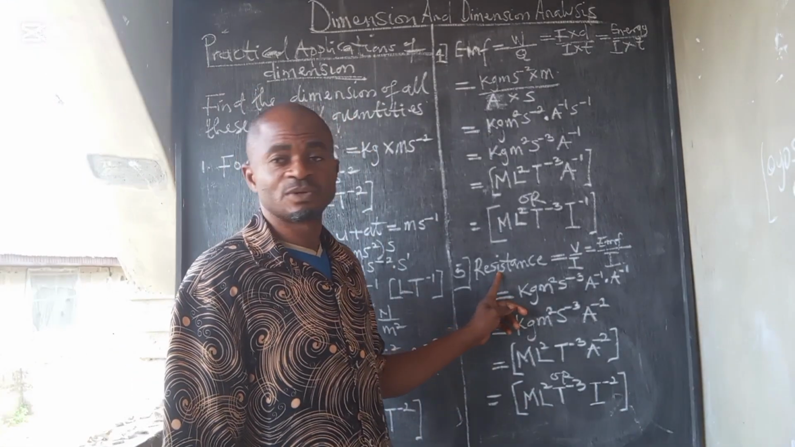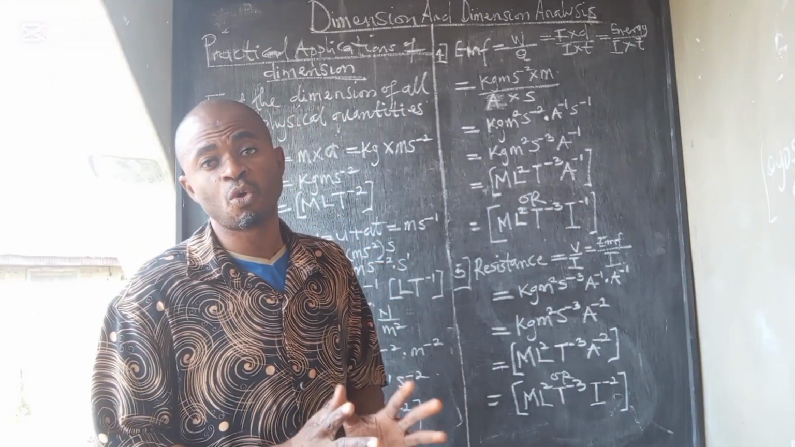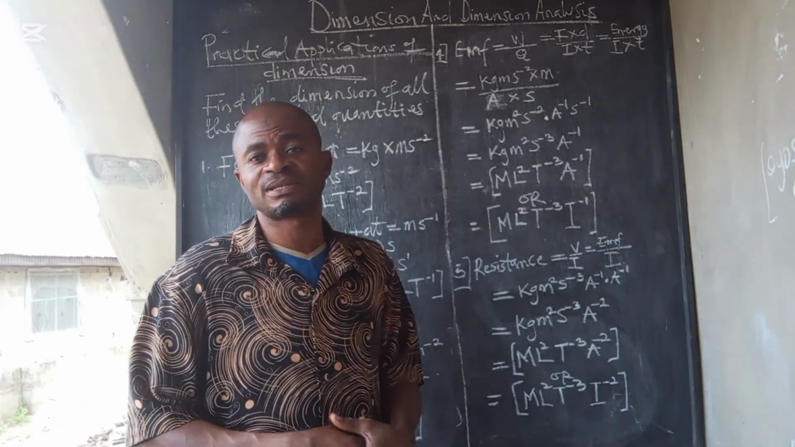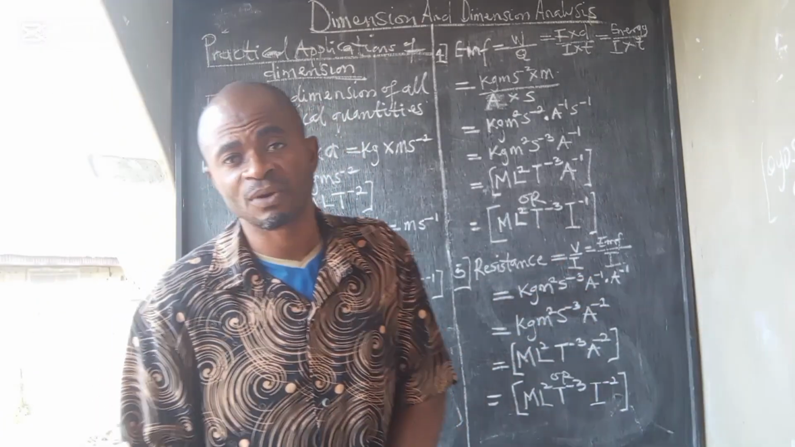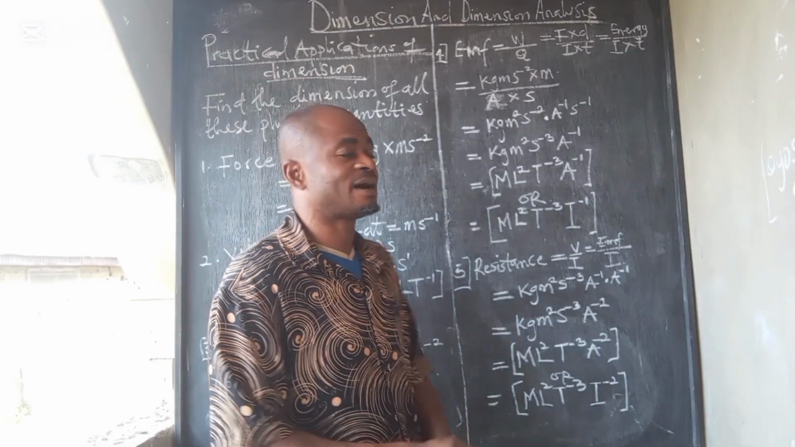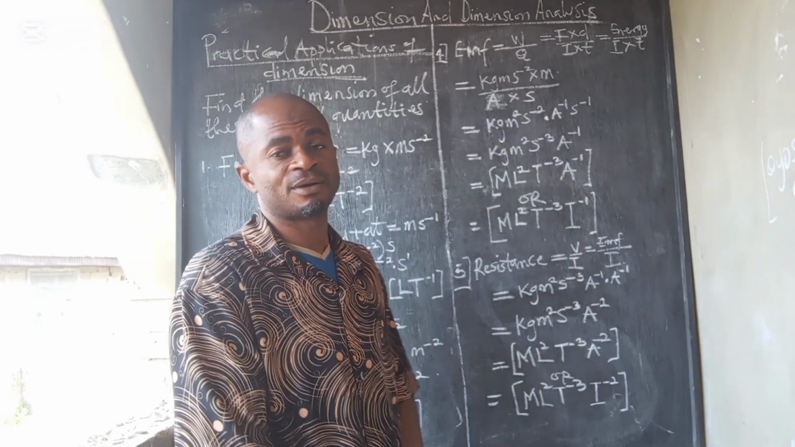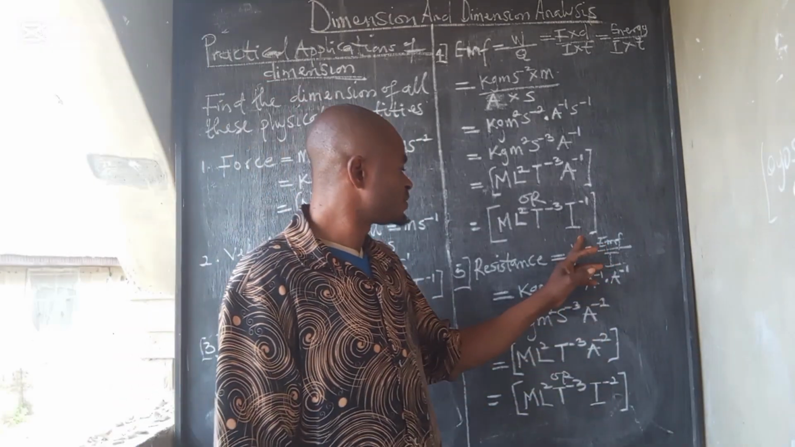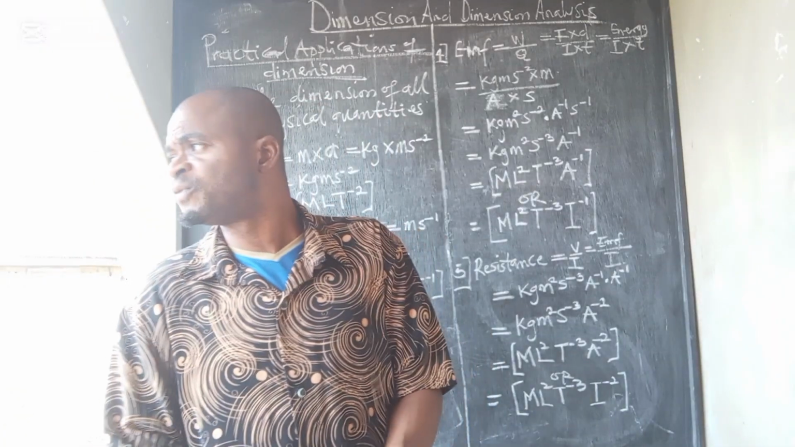Now let's go to the resistance. Then what is resistance? The unit of resistance is ohm, but we are not interested in the unit for now, we are interested in the formula of resistance. Then remember Ohm's law that says V equals IR. Then from that, we have our resistance to be V all over I. That is voltage, not velocity. Voltage all over current. Then the voltage has the unit of volt.